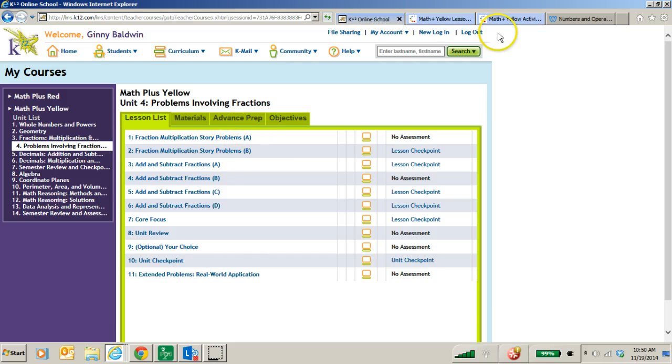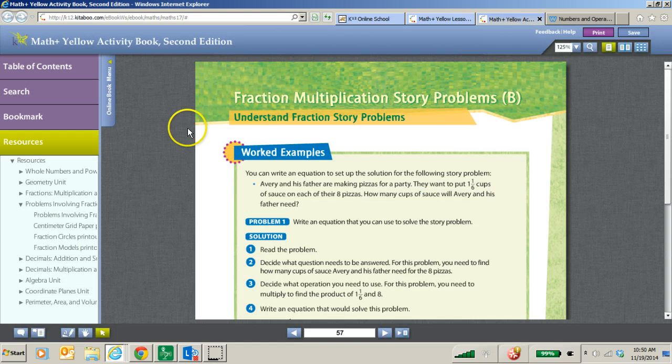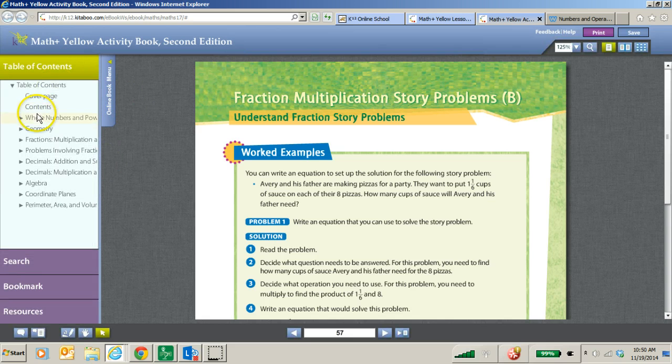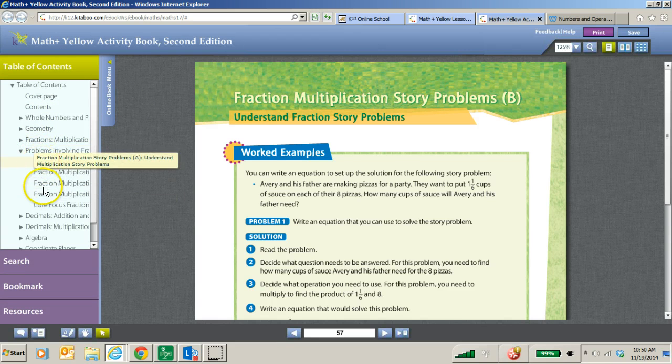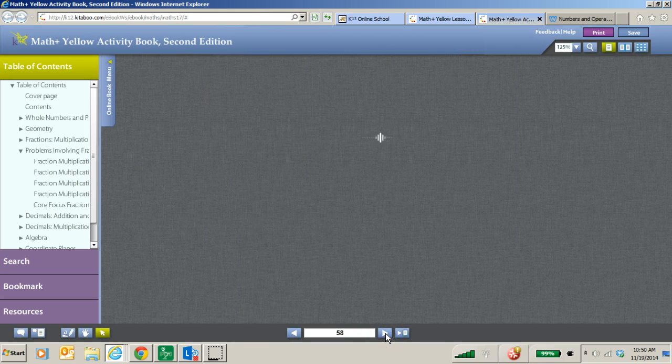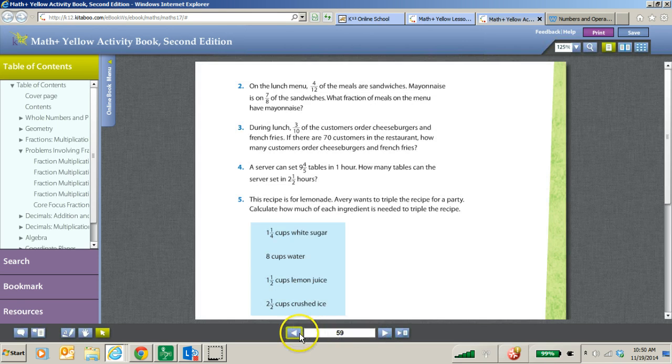But what I'm going to do first of all is just head over to the student activity guide, and you will see that when you open up the table of contents and you go to the problems involving fractions, most of the activities in the student activity guide deal with multiplication of fractions, so it will review things as you go through. The one thing that I do want to reiterate is the importance of modeling.